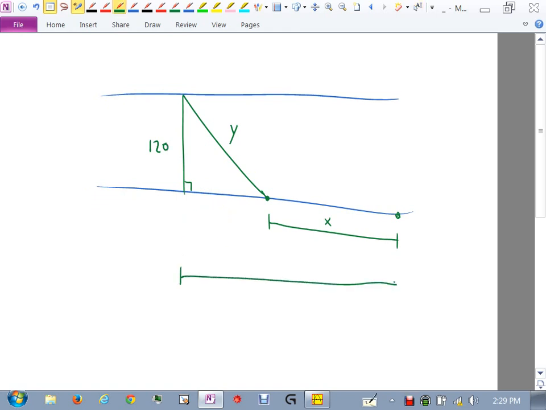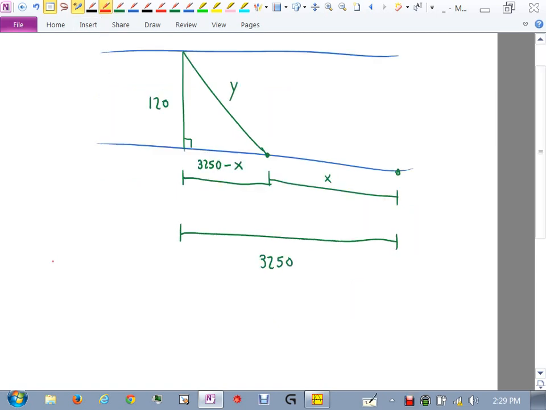The whole distance here is 3250. So this distance is 3250 take away x, isn't it? And that's the key right there, seeing that relationship. Because now you can create the relationship between x and y. By the Pythagorean identity, I know that (3250 minus x) squared plus 120 squared must be y squared. Agreed?